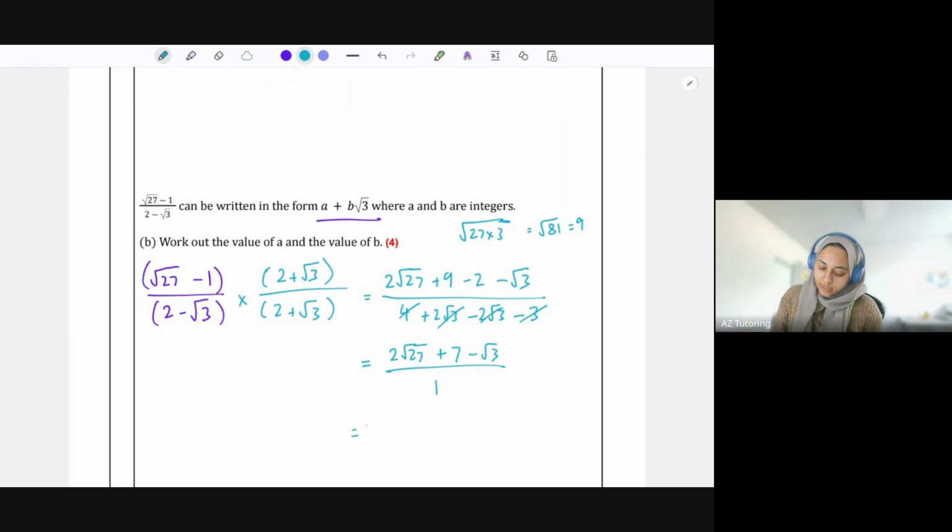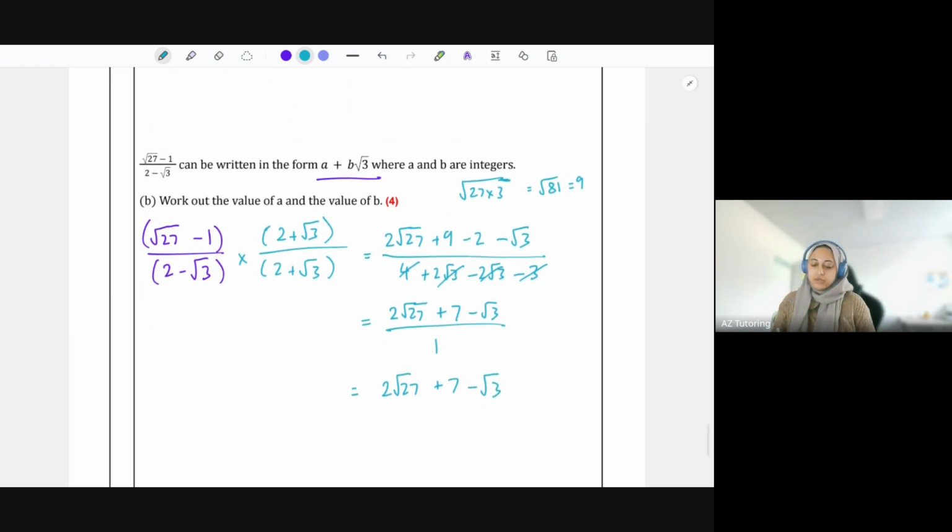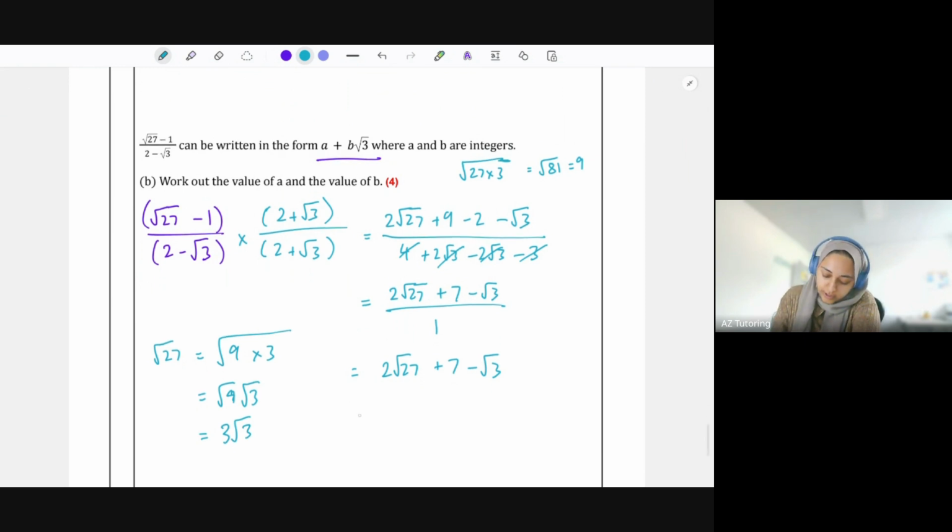If I'm just dividing by 1, I'm left with 2 root 27 plus 7 minus root 3. But they want it in this form here. So surely I should be able to break that root 27 down into something times 3. Well, I know 9 times 3 is 27, so I can break root 27 down into root 9 times root 3. And root 9 is just 3, so root 27 is 3 root 3.